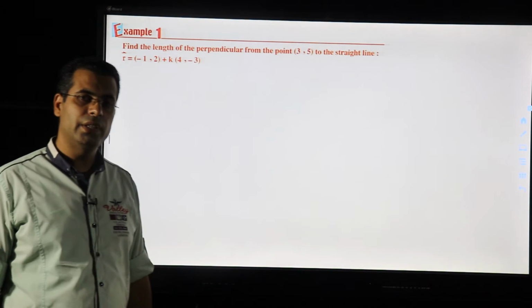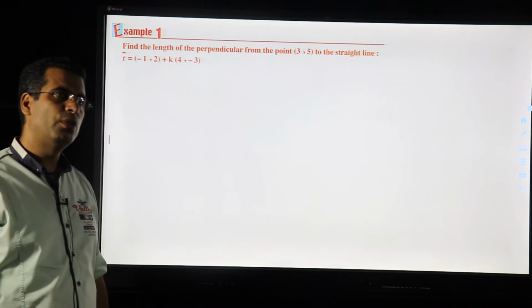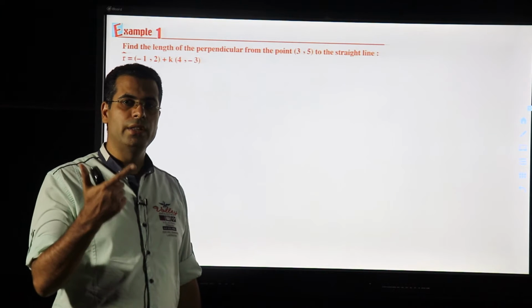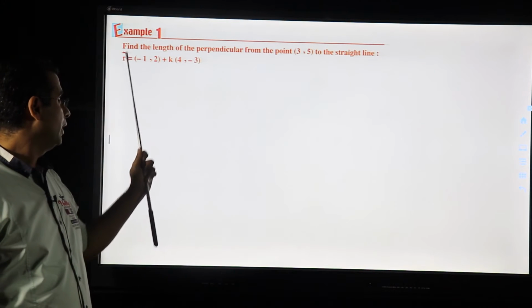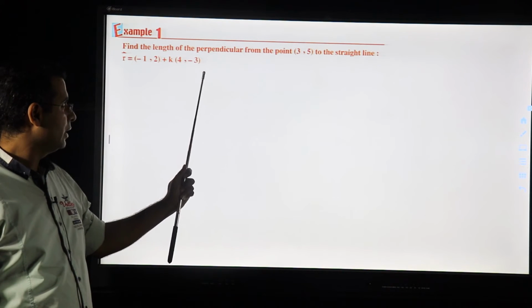We want to convert it into Cartesian form. Now, for Cartesian form, we want to find a point and the slope. The point we have is negative 1, 2 and the slope is negative 3 over 4.